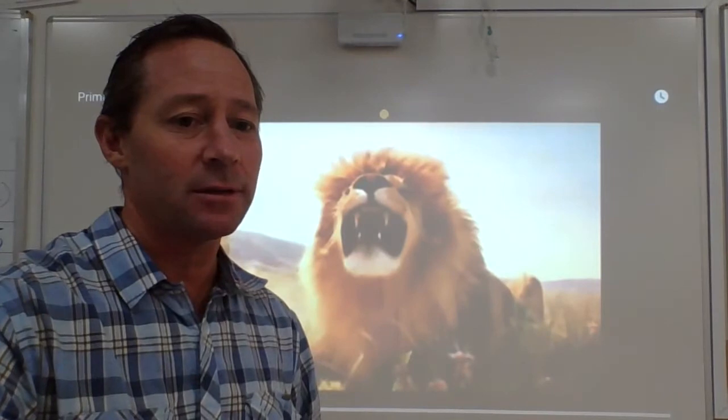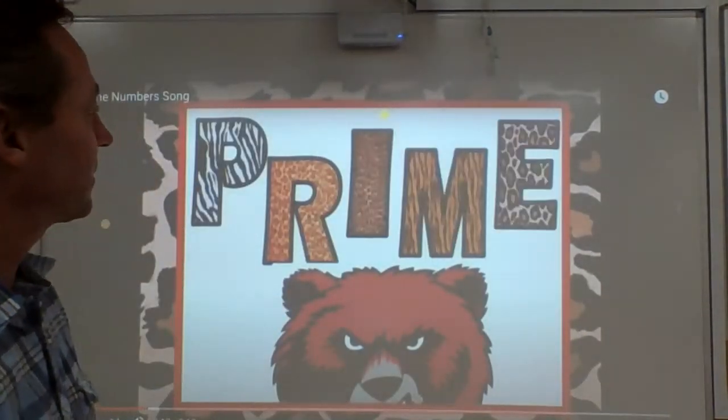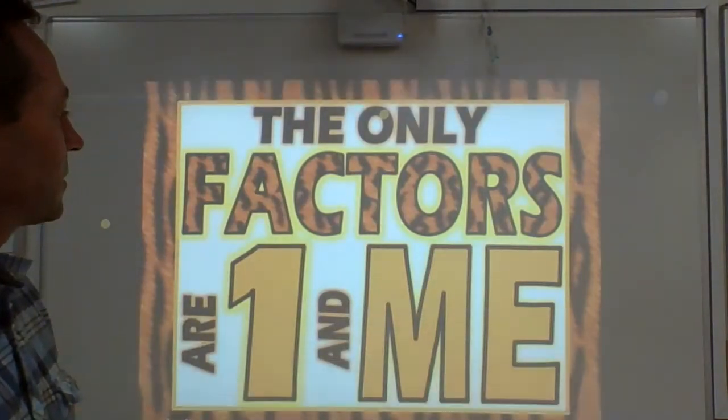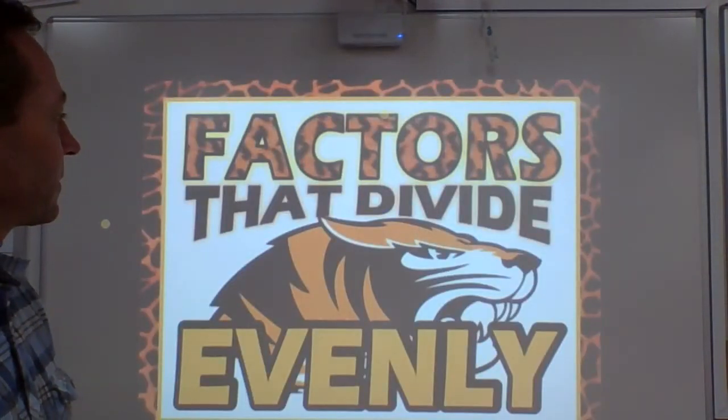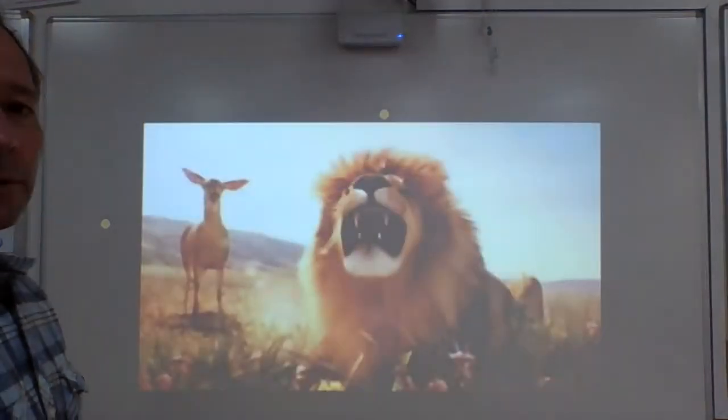Okay, so let's just watch that back again, and then we'll continue. See what other numbers are up. Only factors are 1 and itself. Factors that divide evenly. 2, 3, 5, 7, 11.